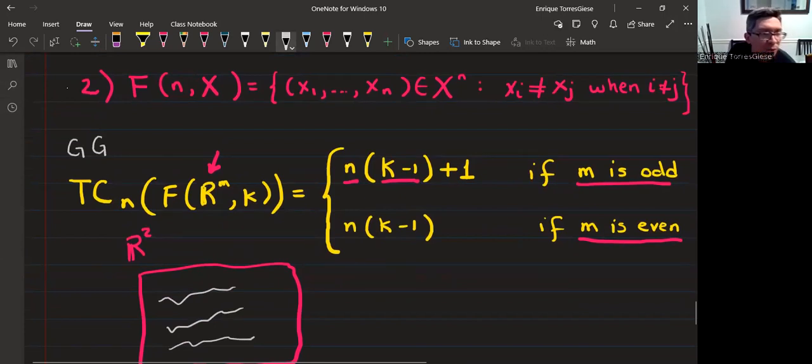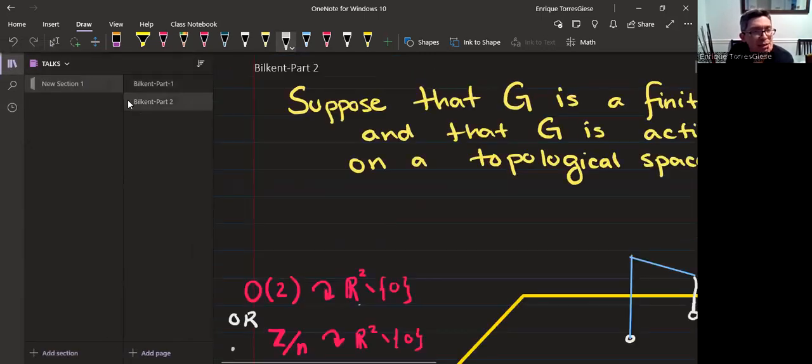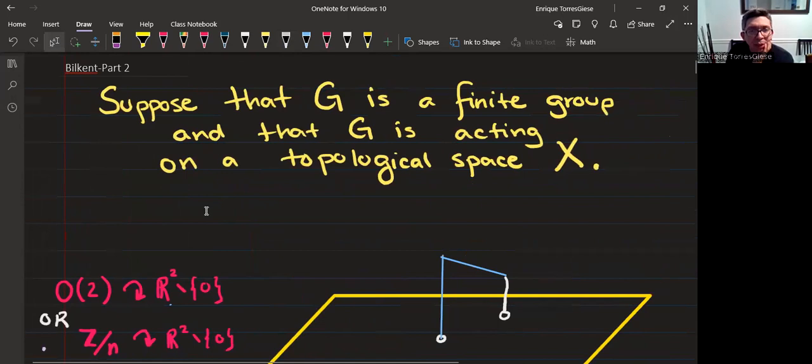So now I'm going to move on to how we can incorporate group actions into the context of topological complexity. Okay, so that is the second part. Suppose that we have a finite group and that this group is acting on a topological space. So here's a nice example.